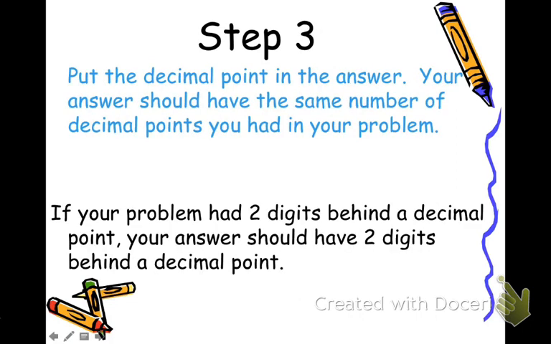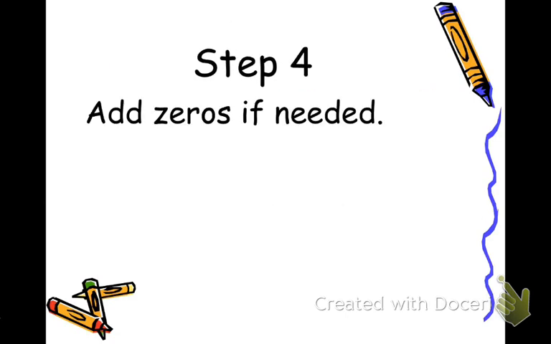Put the decimal point in my answer. My answer should have the same number of decimal places that we had in our problem. So from the previous example, we had 2 digits behind the decimal point, so our answer should have 2 digits behind the decimal point. Step 4, sometimes we need to add 0 so that our decimal can be in the proper place and we can fill in those empty spaces with 0, so add zeros if needed is step number 4.